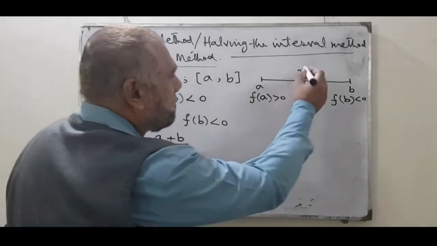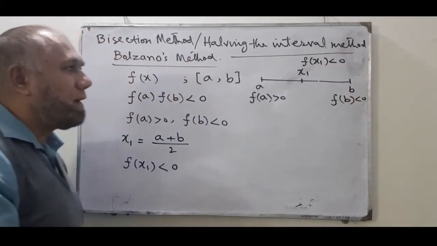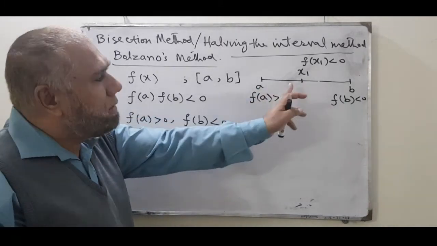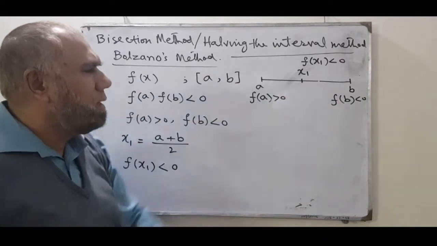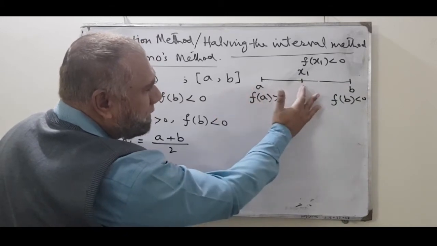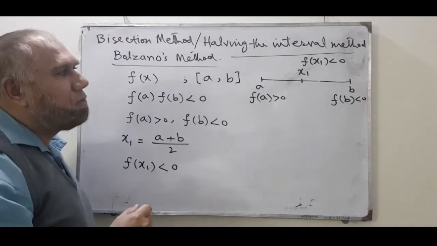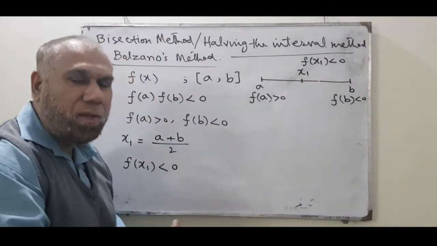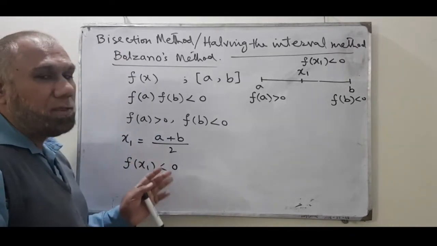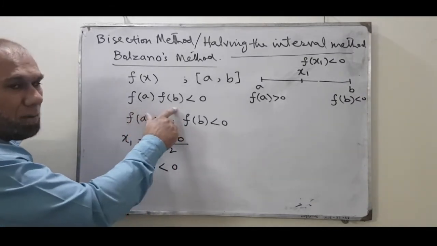Okay, so here let's show it. The function is having the value which is negative. And now we have two parts of the interval. You can see in the figure, you have two parts, one from the point A to x1 and the other one from x1 to b. And now we have to discard half of the part out of these two. Which part we have to discard? This will be decided on the basis of the sign. And this condition we have to keep in our mind.